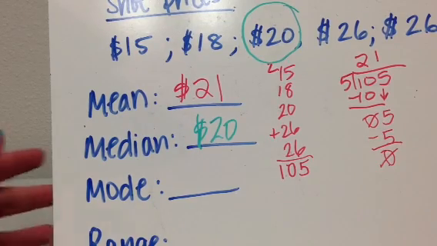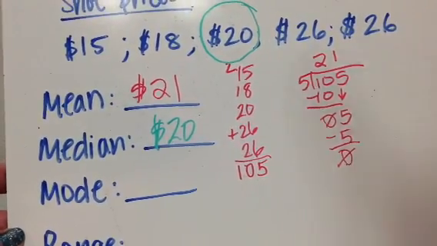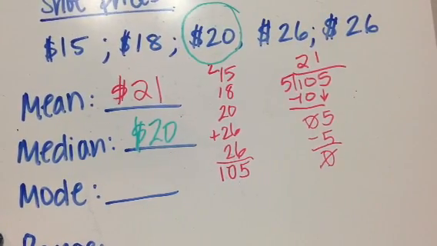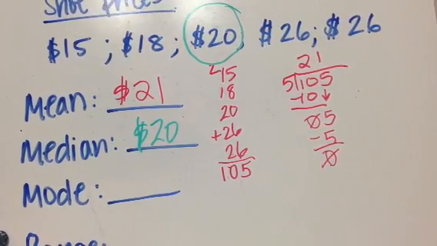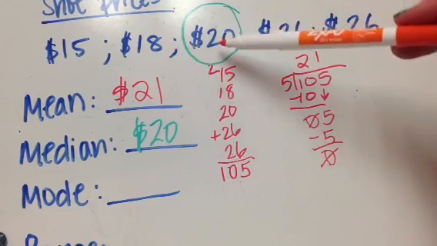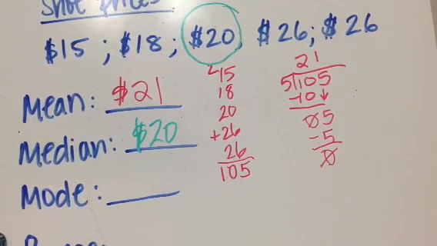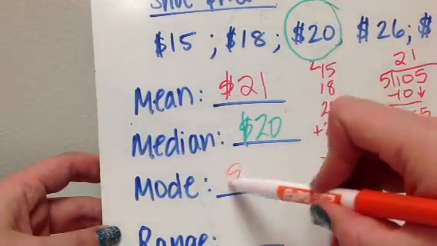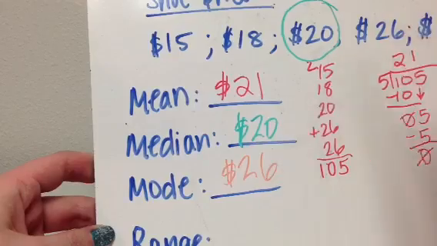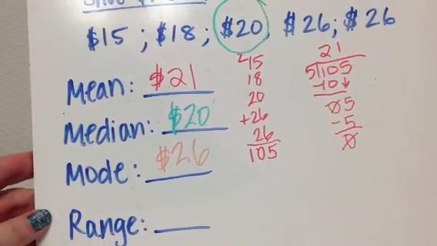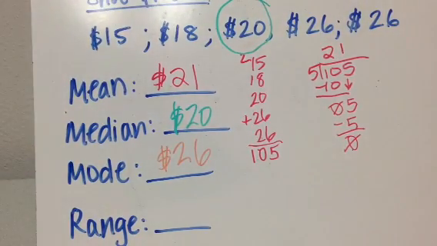And for mode, the mode is the number in your original list of items that occurs most often. So if you look at this, I have $15, $18, $20, but I have two shoes that are over here. 2 pairs of shoes are $26. So because the $26 occurs more than once, that becomes my mode. Again, not very difficult, right? Hopefully not.